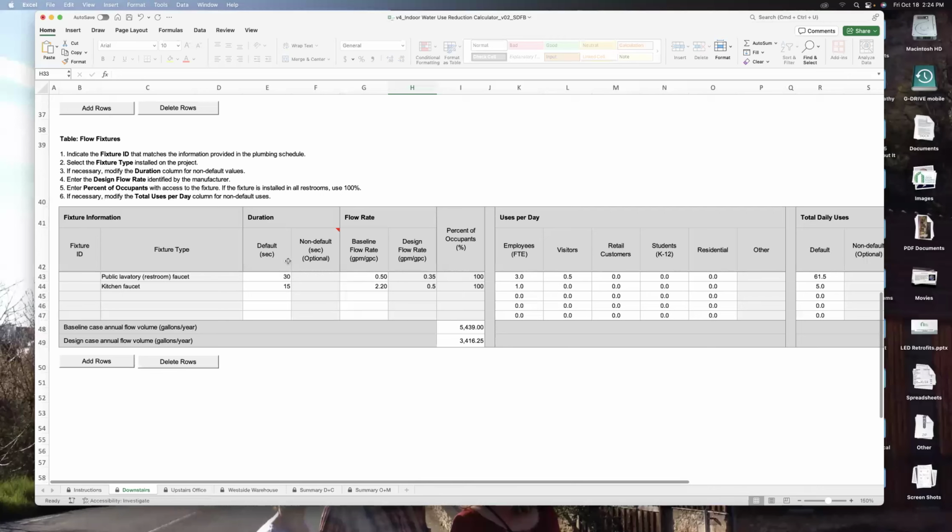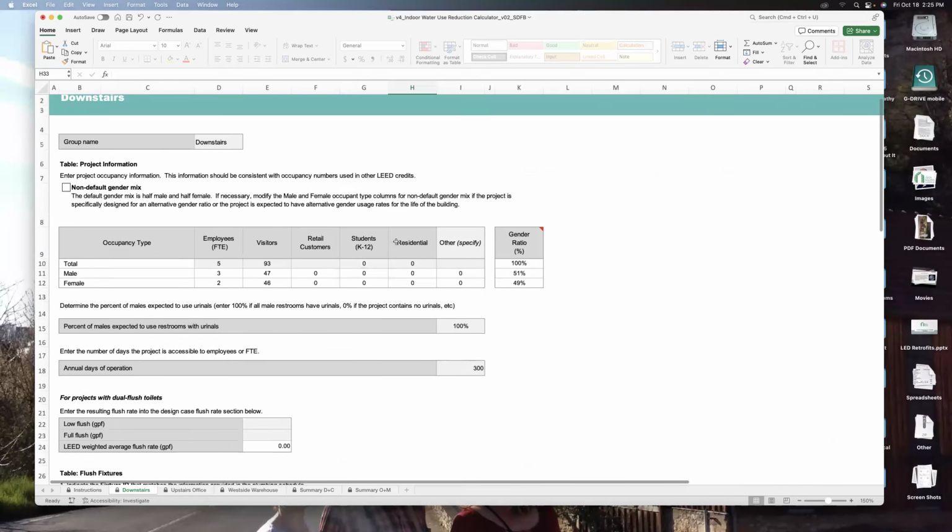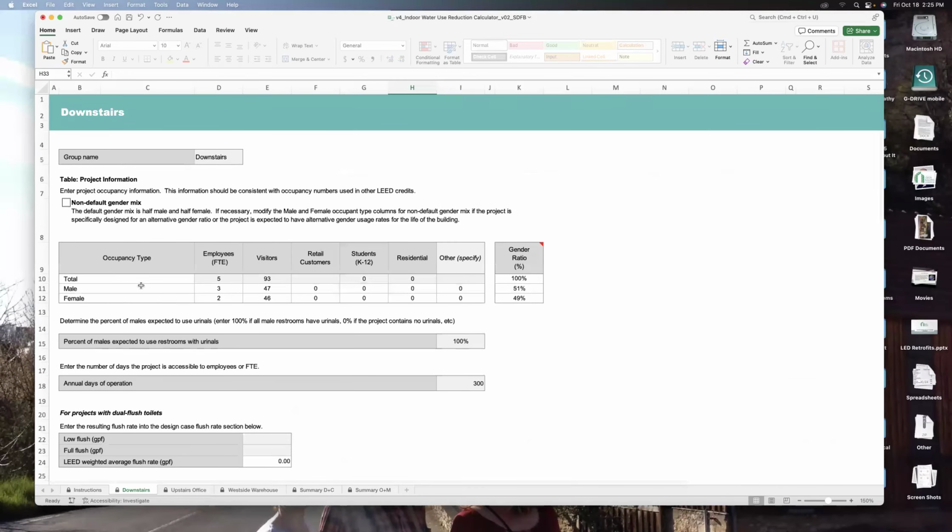So again, what you're doing is we basically said, okay, we've got public lavatory. Kitchen faucet. These are the faucets themselves. Then we have the toilet. So you're basically defining everything. We said it was downstairs, a total of 5 employees use it, 93 visitors. So basically these are people working the front desk and the visitors. Maybe upstairs is probably the better one to show, but let me try.